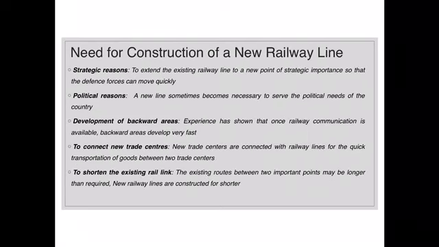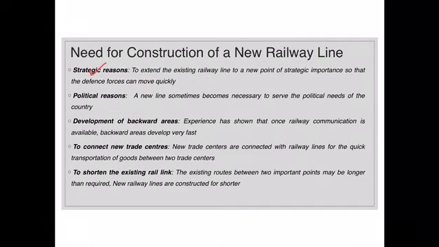Now, what is the need for the construction of a new railway line? Do we really require it? We have some reasons why we go for the construction of a railway track. The very first reason is strategic. During emergencies, such as a military emergency, it may be required to move persons or even military equipment from one place to another. For such a military emergency, it may be required to extend the existing railway track to a new point of strategic importance.